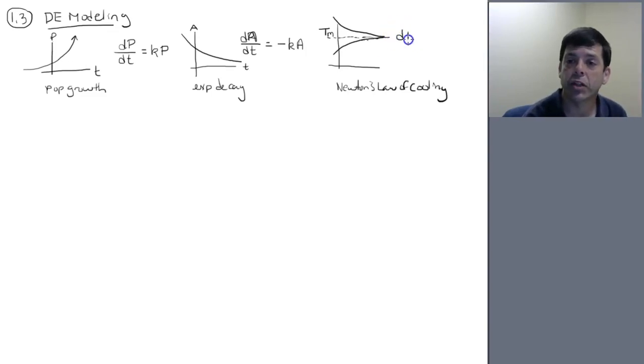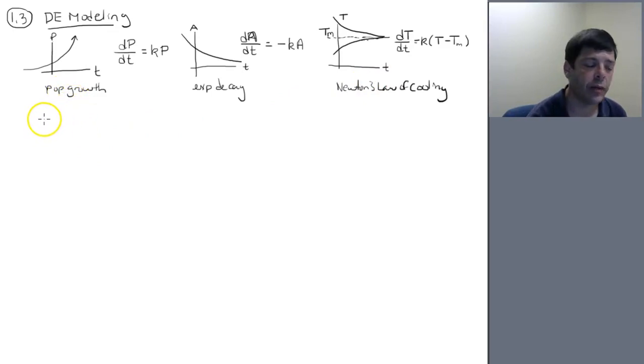Either way, depending on whether the initial condition is above or below, the derivative, the change in temperature, capital T, as a function of time, little t, is going to be proportional to the temperature difference, the difference between the temperature and the surrounding temperature. So that's either T sub m or T sub s in the problem.